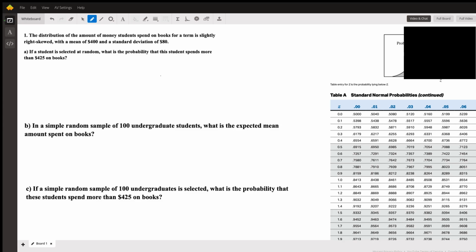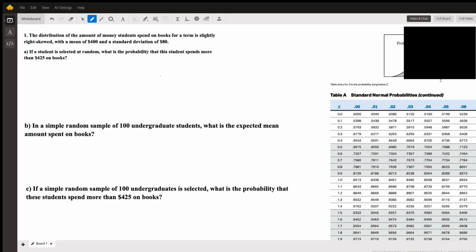The problem starts off saying that the distribution of the amount of money students spend on books for a term is slightly right-skewed, with a mean of $400 and a standard deviation of $80. For part A, we're told if a student is selected at random, what is the probability that the student spends more than $425 on books?